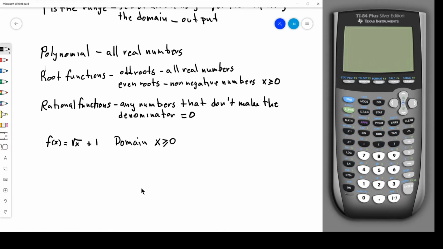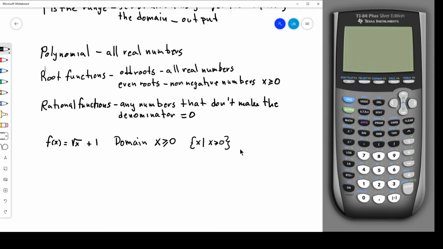So when we write the domain of a function, we're either going to write it as an interval or a set. I tend to prefer sets for domain, but again, use whatever you need to, whatever the book says to do, okay? So this is going to be the set of all x such that x is greater than or equal to 0. And because the domain is a set, that's the way I like to write it.